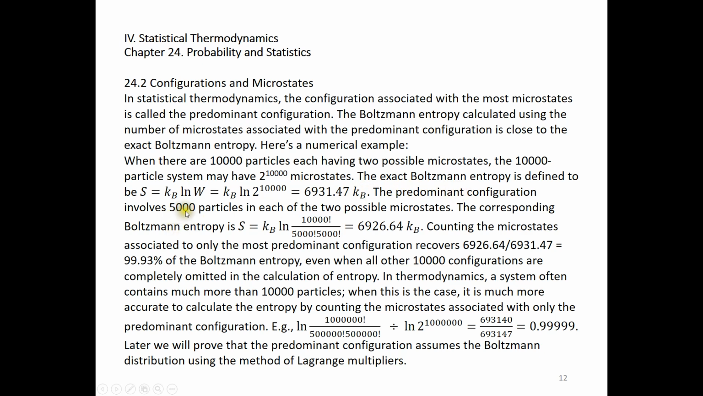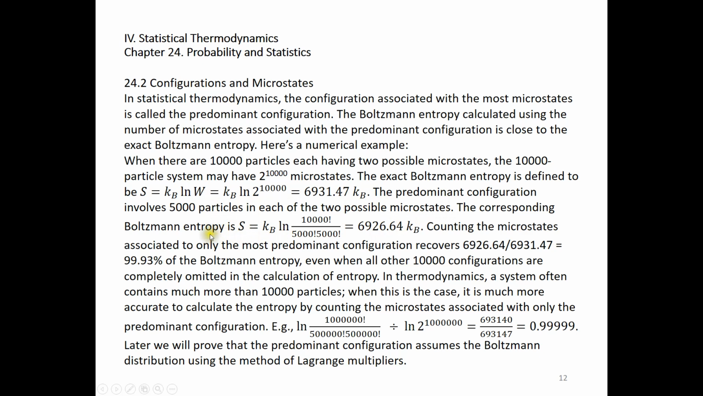The predominant configuration, however, involves 5,000 particles in each of the two possible microstates. Well, if we're talking about quarters, 5,000 heads, 5,000 tails. But over here, just in more general, we are talking about just 10,000 particles with 1/2 in one of the two microstates and 5,000 in the other microstate. So you can imagine, 10,000 electrons, with 5,000 in the up spin state, 5,000 in the down spin state. All right, so more general.